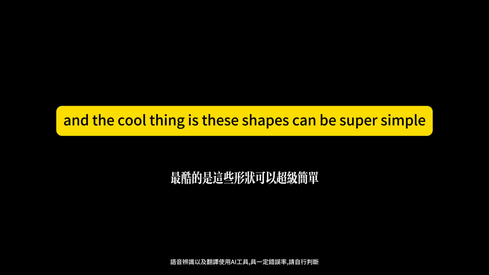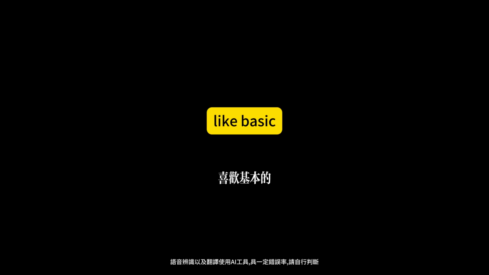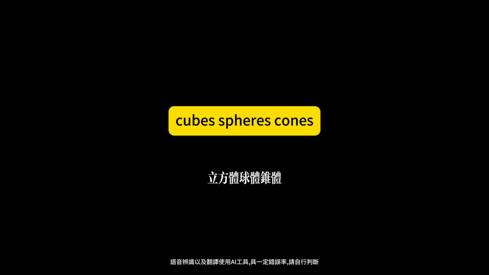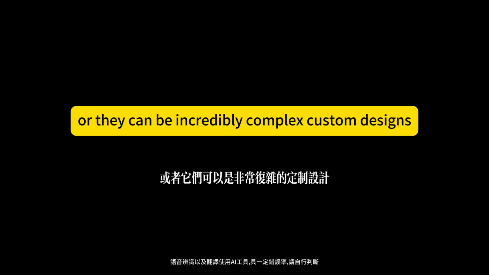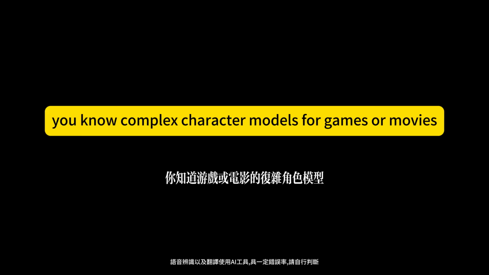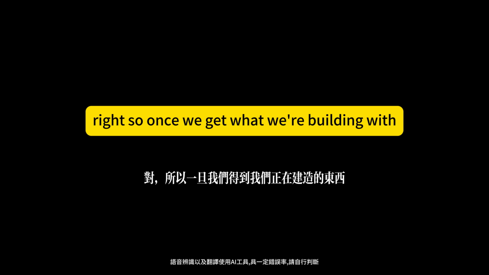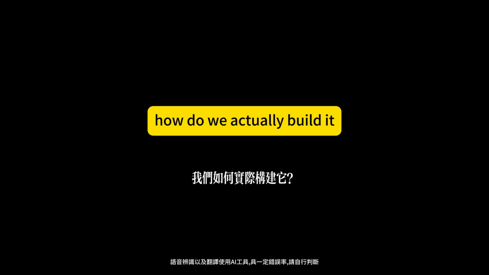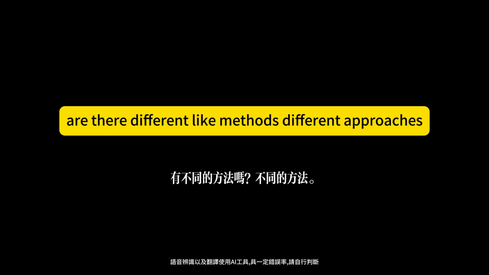Okay. And the cool thing is these shapes can be super simple, like basic forms, cubes, spheres, cones, or they can be incredibly complex custom designs. Think detailed cars, soaring buildings, or complex character models for games or movies. Right. So once we get what we're building with, how do we actually build it? Are there different methods, different approaches?